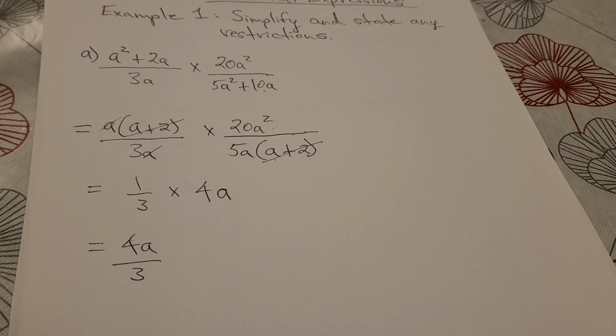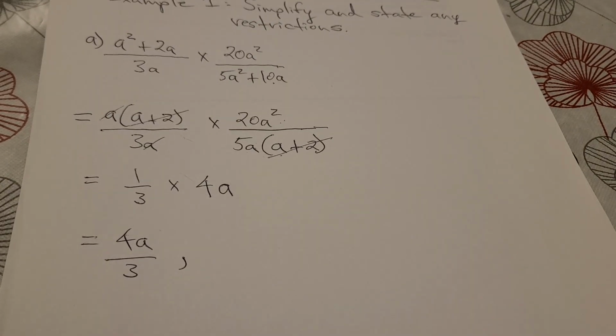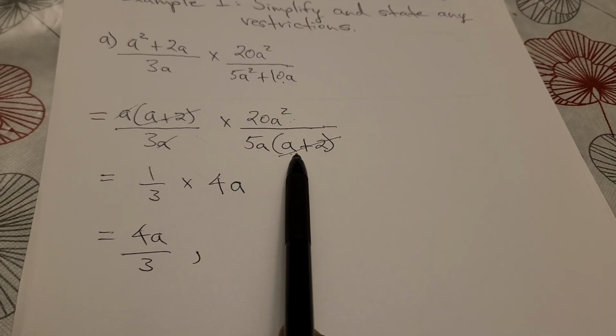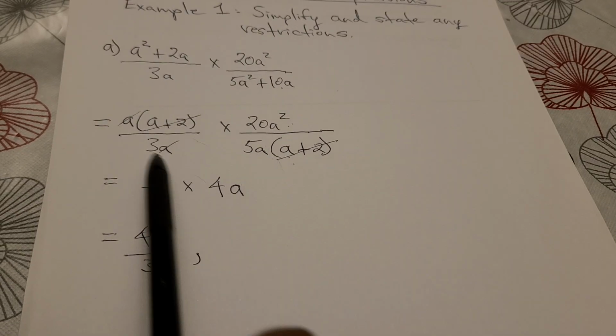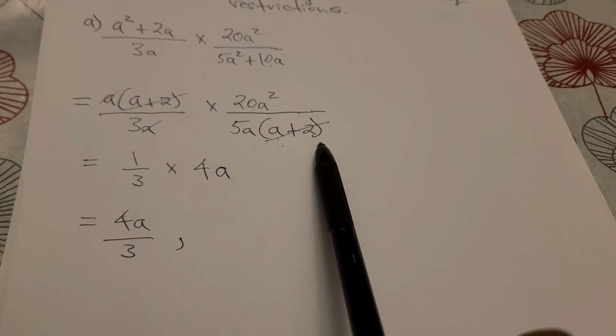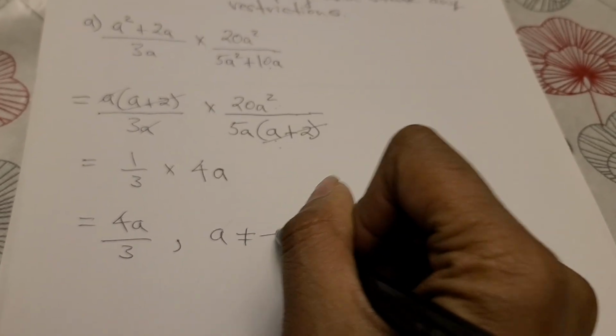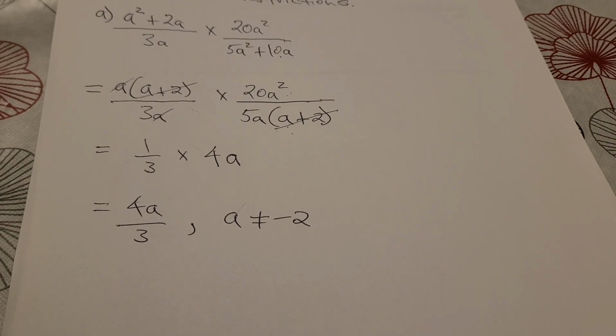And you want to make sure you're stating all of the restrictions. So you're just going to put comma. And the restrictions are coming from what you see in the denominator of the intermediate steps. Do you see how it's a plus 2? So you change the sign. I'm going to write a cannot equal negative 2. Okay, now what's the reason for this?